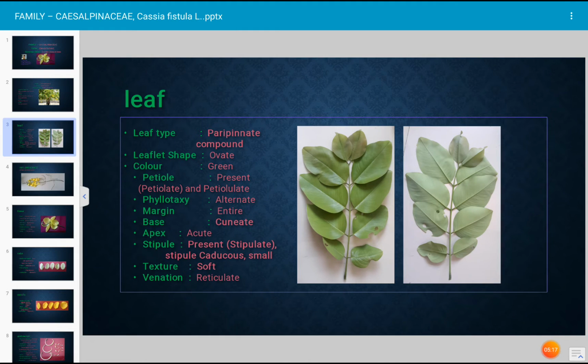Why is the stipule caducous? Because very early during development, it dried up and fell off. And the stipule is very small in size. Such a stipule is a caducous stipule. The texture of the leaf is soft and the leaf venation is reticulate.